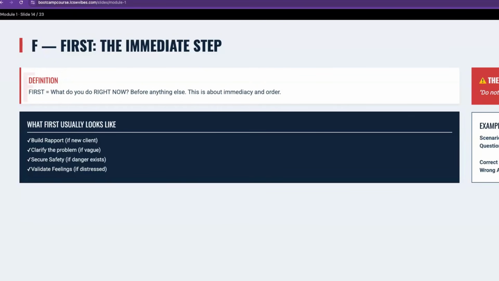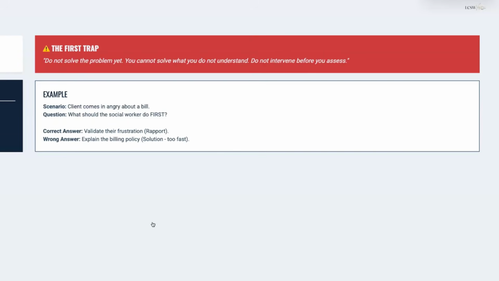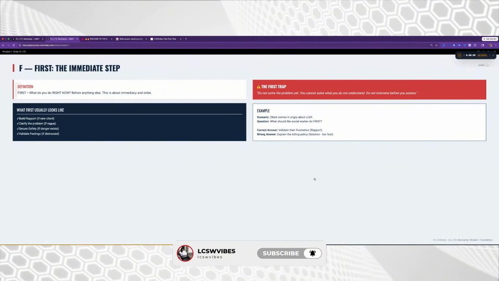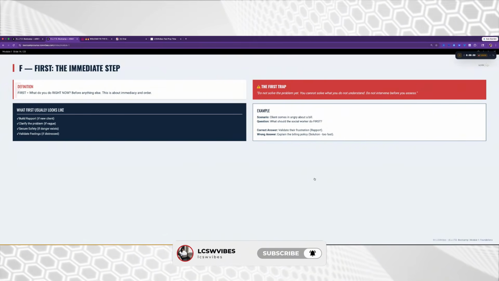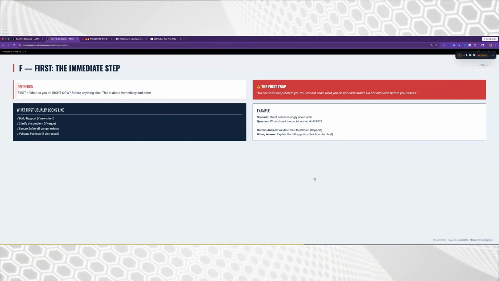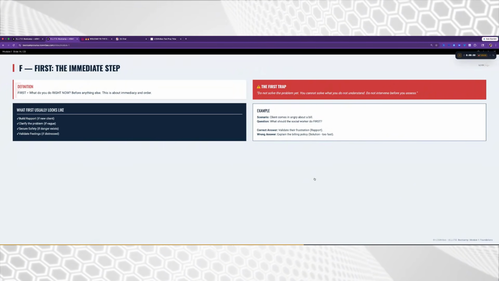So obviously you're not intervening, because for the first question, I wouldn't even be looking at anything that says intervene, or the social worker will do this, or provide psychoeducation, or any of that stuff. The first thing we're typically doing is building rapport, making sure there's no safety issue, validating feelings, connecting with them, assessing for sure. These are the things that we're doing first.